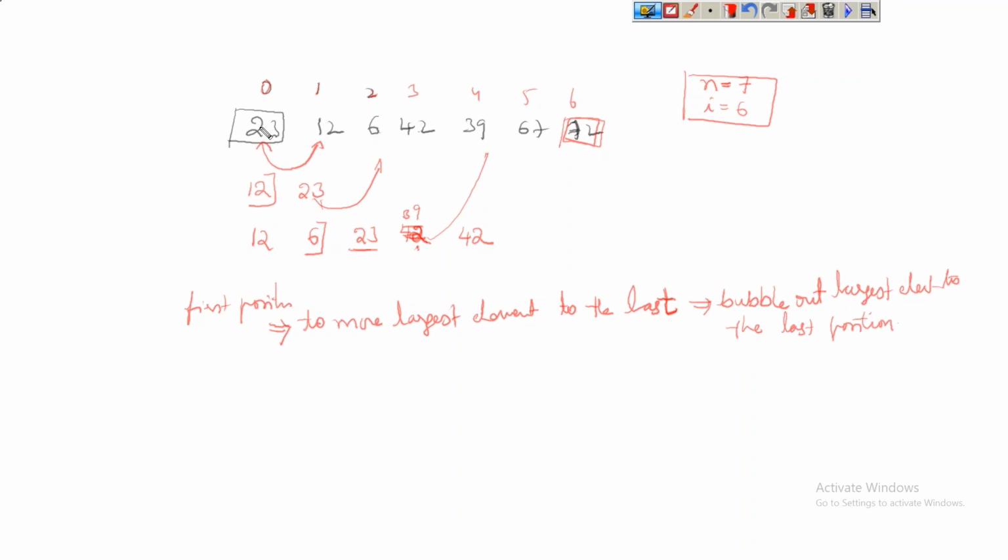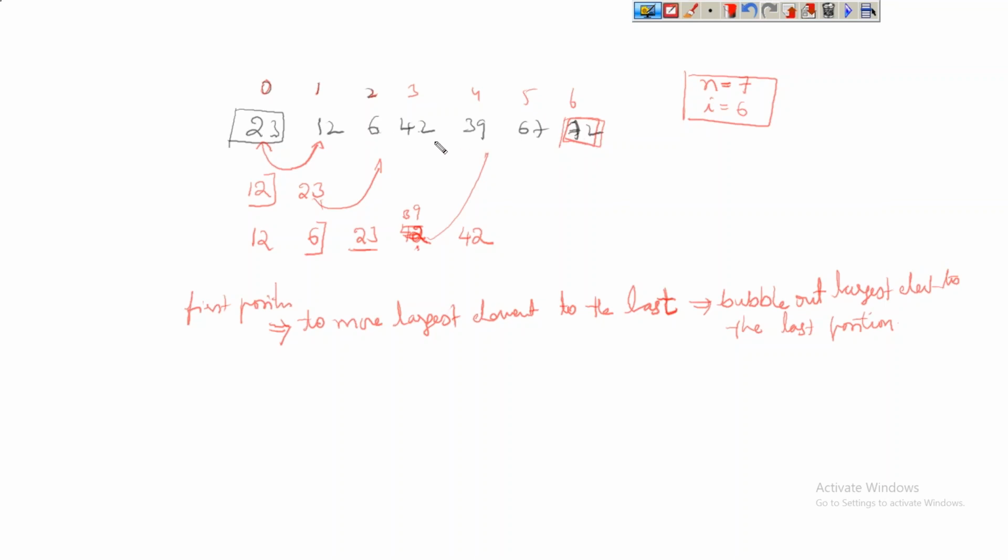So if I start with 23 and go on comparing, what has to be the last value? It must be 72. Then it will be 67. After that, what do we have to get? We have to get 42. We have to get 39. Like this, it is going to happen.